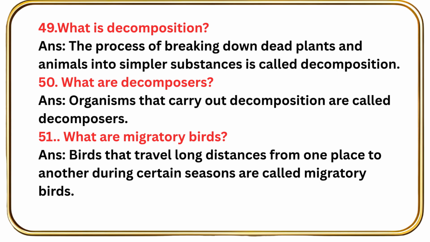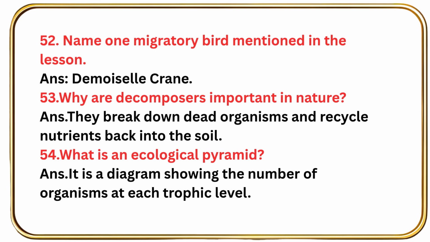Question number 51. What are migratory birds? Answer. Birds that travel long distances from one place to another during certain seasons are called migratory birds. Question number 52. Name one migratory bird mentioned in the lesson. Answer. That is Demoiselle crane. Question number 53. Why are decomposers important in nature? Answer. They break down dead organisms and recycle nutrients back into the soil. Question number 54. What is an ecological pyramid? Answer. It is a diagram showing the number of organisms at each trophic level.